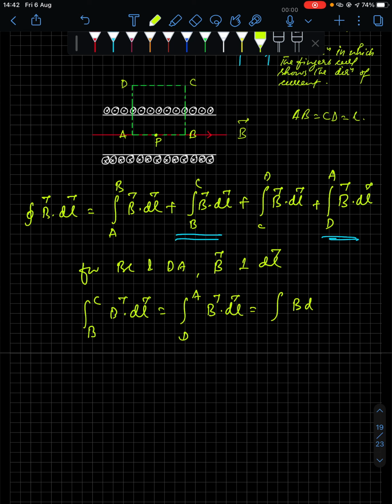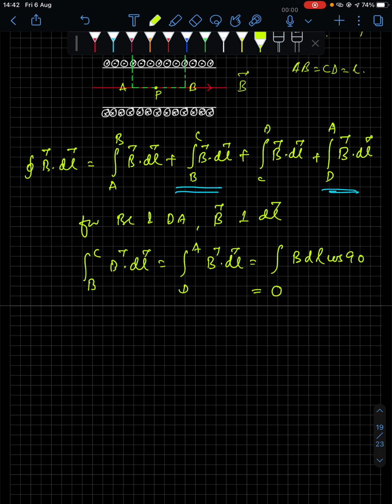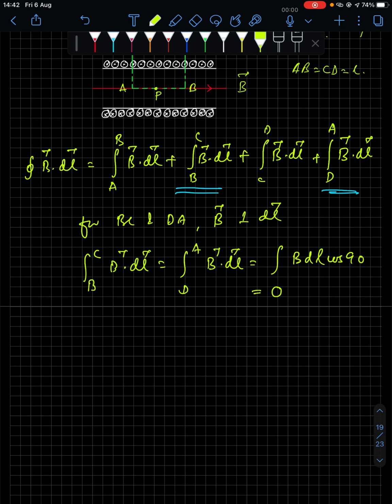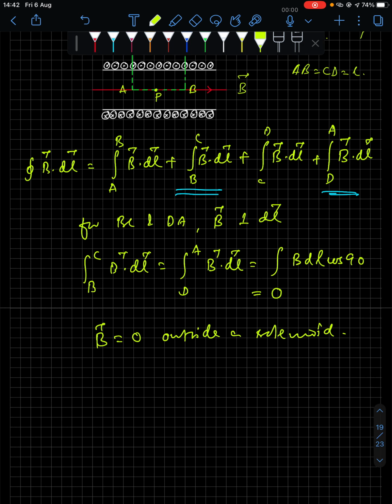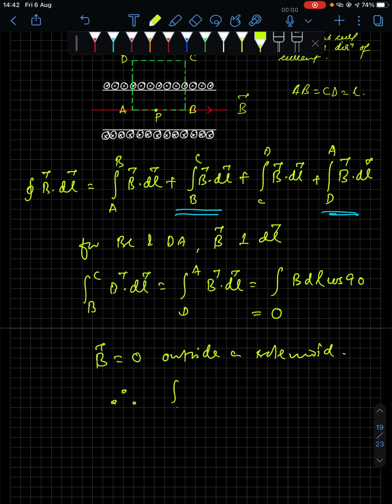In both the cases, you can write integral B dl cos 90. Now you know that the cos 90 value is 0, and therefore these two will vanish. Also, outside a solenoid, magnetic field is 0. Okay, B equals 0 outside a solenoid. Therefore, this C to D section, integral C to D B dot dl, is also 0.